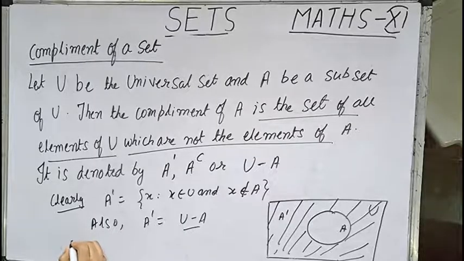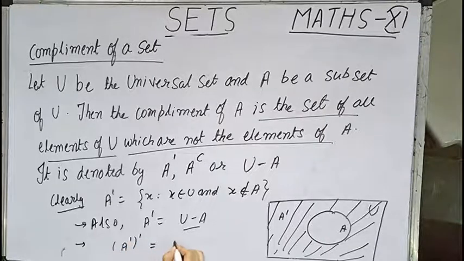Now, one more concept is there, children. If we take the complement of the complement of a set, that is the complement of the complement of A, it equals the set A itself. This can also be seen with the help of the Venn diagram. Suppose this one is A complement and the complement of A complement is this set. So we can write over here A equals (A complement) complement.